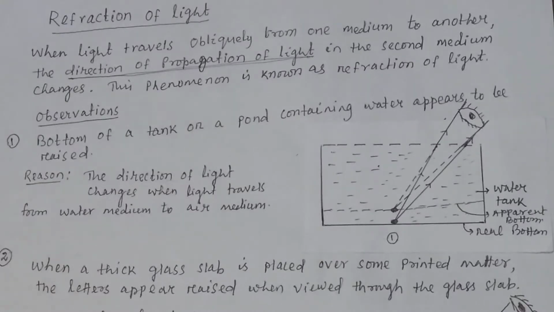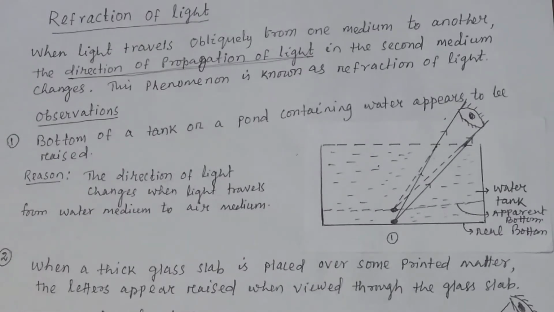Let us discuss today about refraction of light. What is refraction of light? When light travels obliquely from one medium to another medium, the direction of propagation of light in the second medium changes. This phenomenon is known as refraction of light.